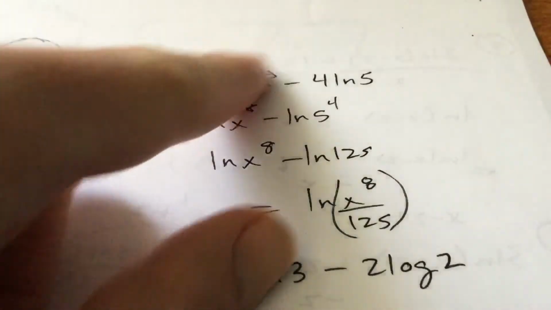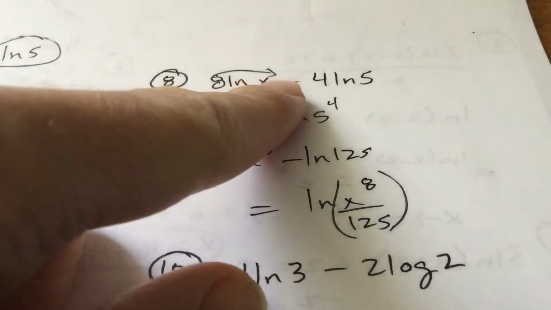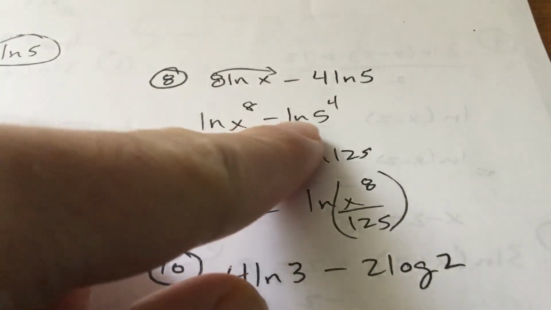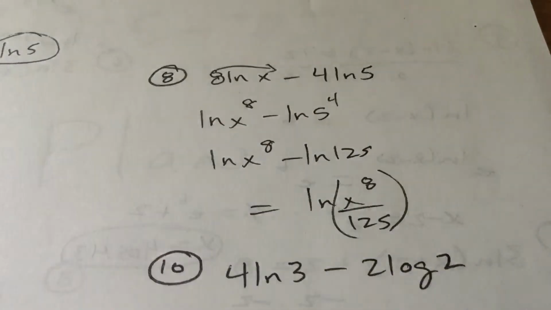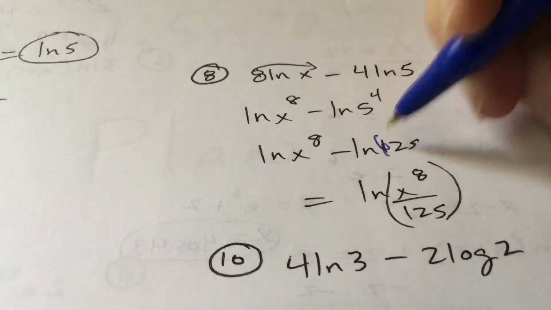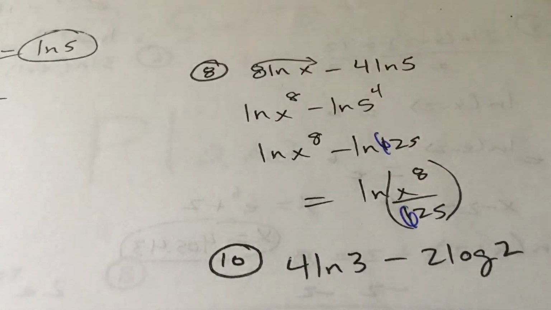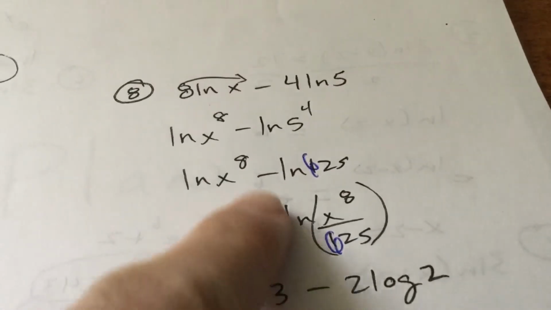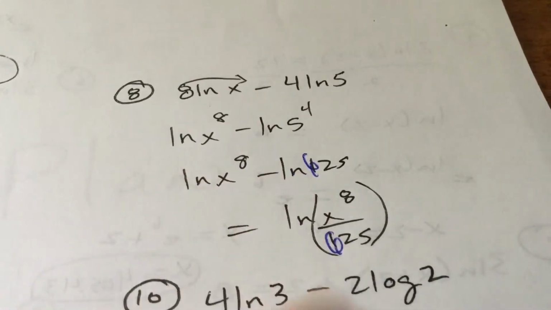All right, written as an exponent, natural log of x squared minus natural log of 5 to the 4th. That's natural log of 625. All right, subtraction means division. X to the 8th goes over 625.